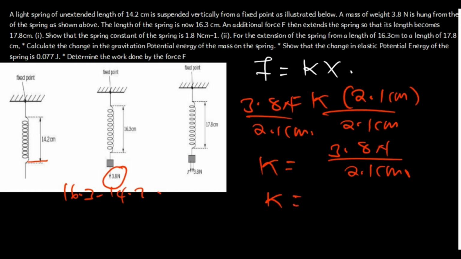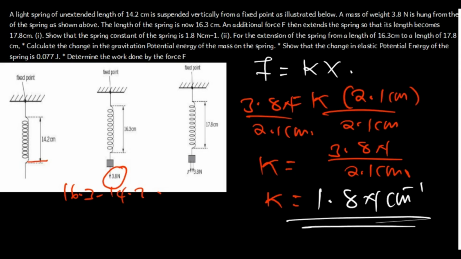So my k will be equal to 3.8 divided by 2.1, which is 1.809, so it's the same as 1.8 Newton per centimeter. So now we have shown that the spring constant is this. This is how we can show it, as simple as that. We go to the next question.